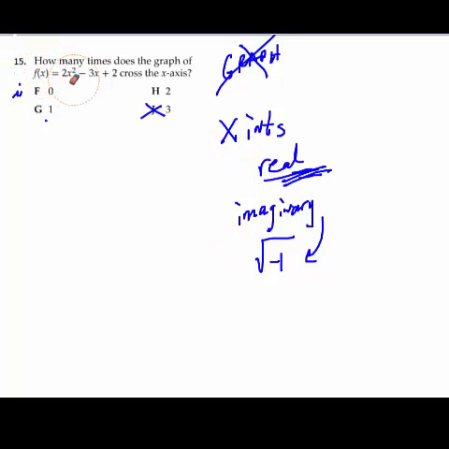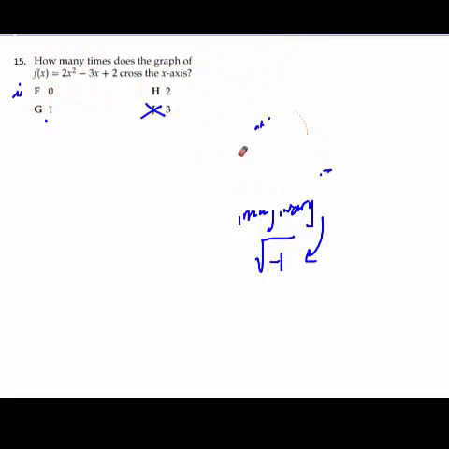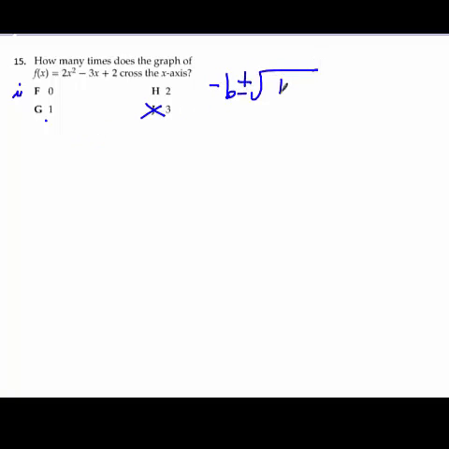Imaginary would give us 0 times, the same root would give us 1 time, or normally it gives us 2 roots, 2 x-intercepts when we actually solve this out. So let's go ahead and plug this into the quadratic formula and see what we get.